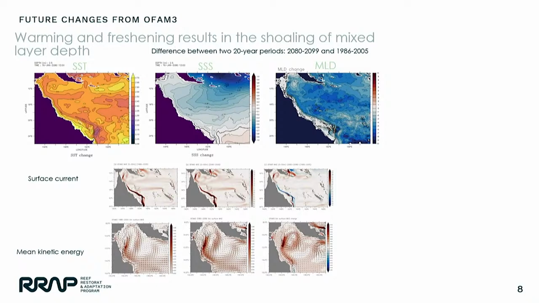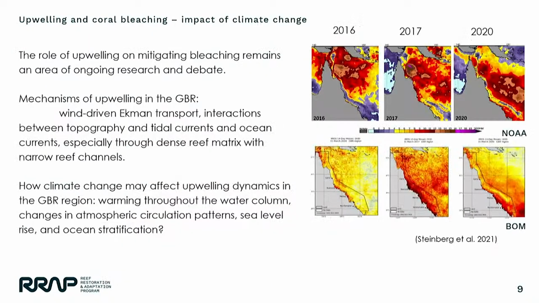On the bottom, what we're showing is there are significant circulation changes in the future climate. But I won't go into too much detail. So here I just want to mention that the first sentence is from GPT-4, said the role of upwelling on mitigating bleaching remains an area of ongoing research and debate, which I find, yes, that's probably true.